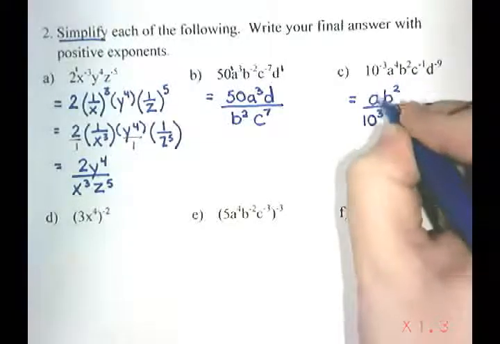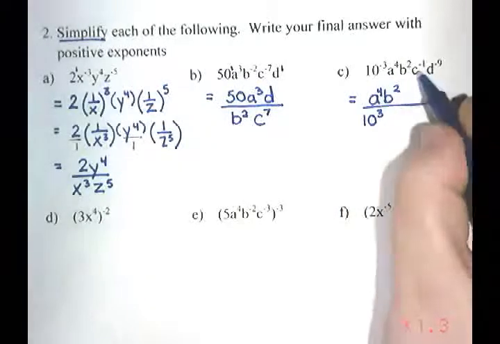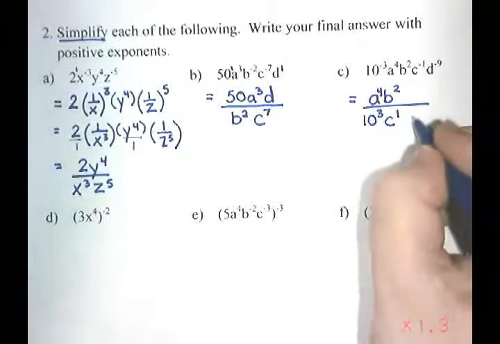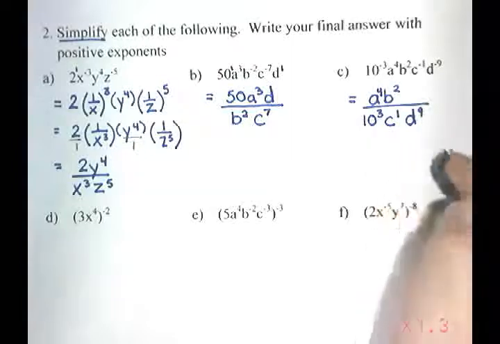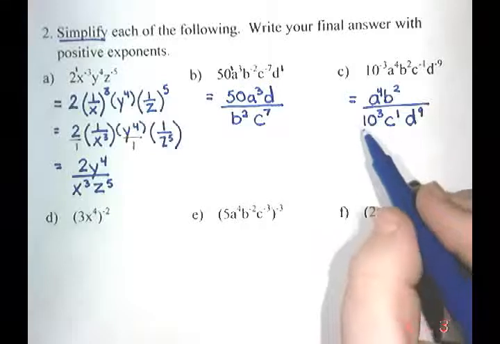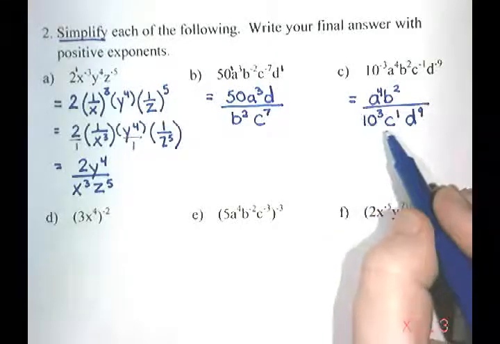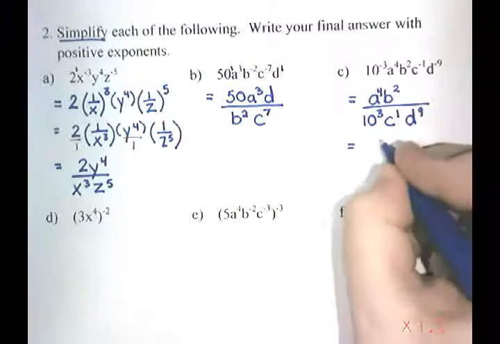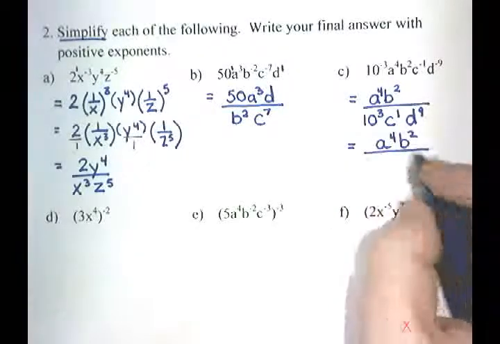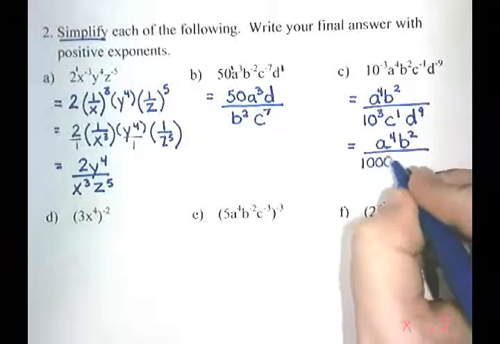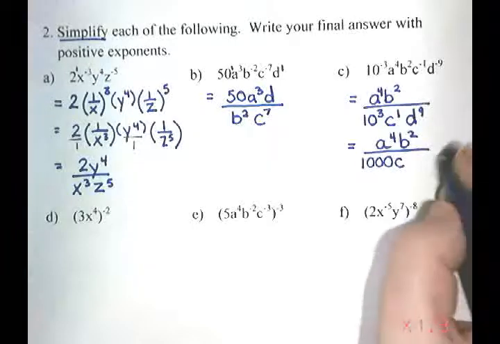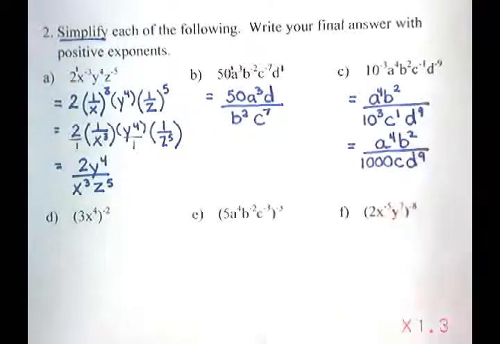I missed the a to the 4, which is in the numerator. Sorry about that. C to the negative 1 is going to become c to the positive 1 in the denominator, and d to the negative 9 is going to be d to the positive 9 in the denominator. Now, I could stop here, but I usually like to evaluate any coefficients that I have that I can evaluate. So I'm going to leave the a to the 4 and the b to the 2 in the numerator. 10 to the power of 3 is 1,000. C, we have a choice here. You can write c to the 1, you can just write a c, it doesn't really matter. And then d to the power of 9.